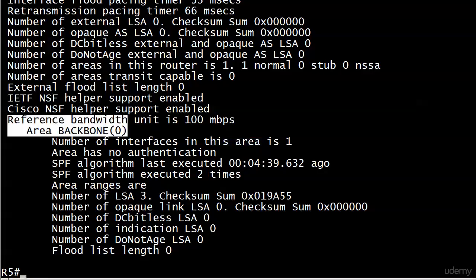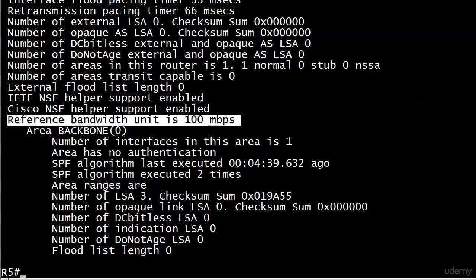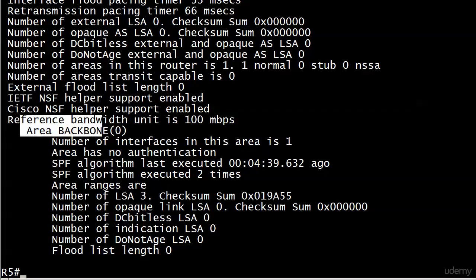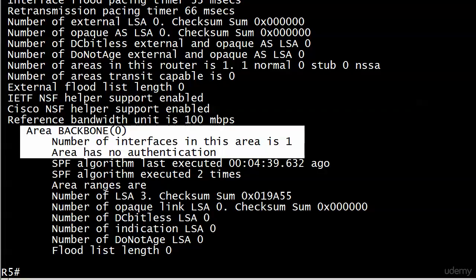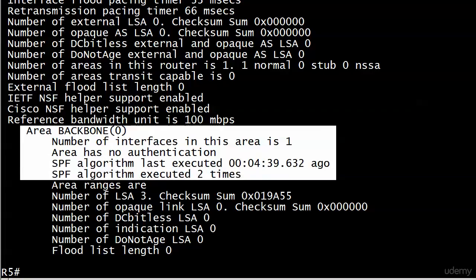This reference bandwidth, we're going to talk about that later. That's an important value, and notice right now it's set to 100 meg. And here's your area, backbone, and it's going to tell you how many interfaces you have and if you have authentication set up for it, and if so, what kind. And this is good information to have right here if you're running into issues. These SPF algorithm values: how often it's been executed and when it was last executed.